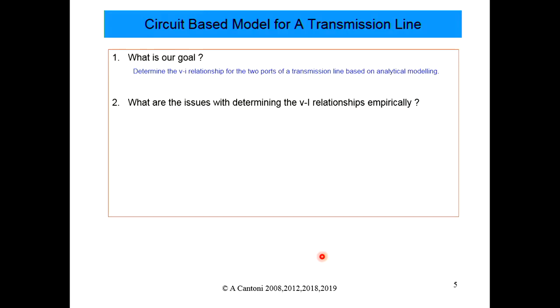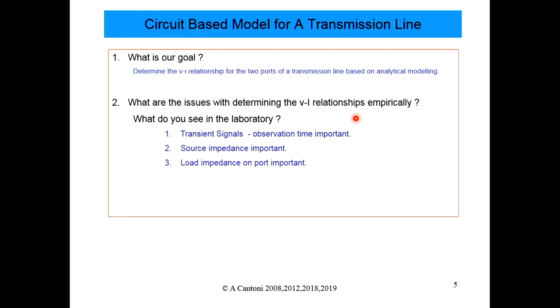So the goal is to determine the VI relationship of two ports of a transmission line based on analytical modelling. In the lab, if you've had it already, you tried to do that empirically, by putting different stuff on it and looking at the waveforms. If you're looking at transient signals, the observation time is important. If you look at it for a long time, it looks totally different from what you see for a short time. And source impedance is important, load impedance is important.